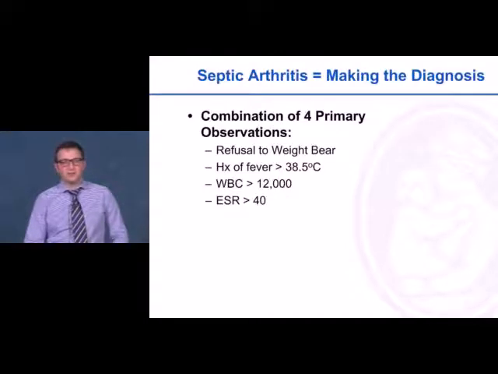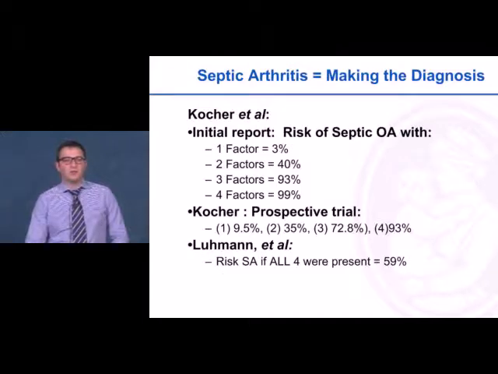So making the decision for septic arthritis, it's really important to think about these 4 primary observations. And this is probably one of the more important slides that you can take away from this talk. So refusal to weight bear, history of fever greater than 38.5, a white blood cell count greater than 12,000, and an ESR greater than 40. These are what are called Coker's criteria.